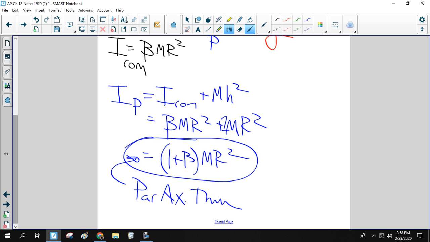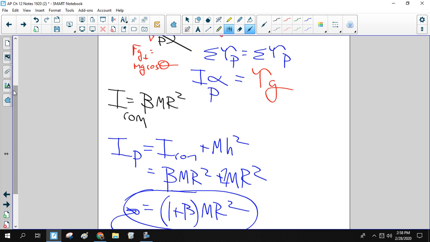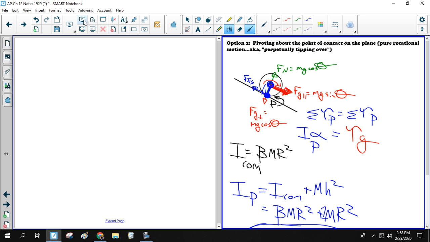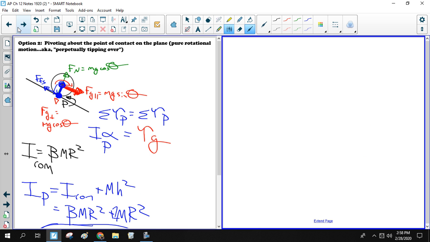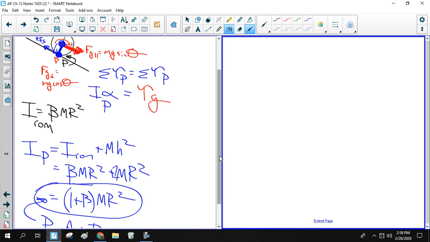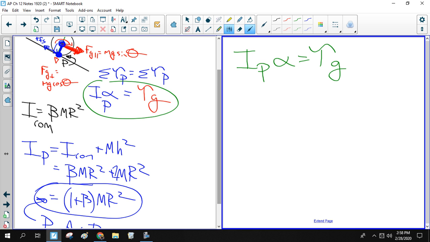That was in an earlier video of this chapter. Now I can go back up here and plug all this into this equation. I about our pivot point times alpha equals the torque from gravity. So I about our pivot point is 1 plus beta times mr squared, times alpha, and alpha is just a over r, equals the torque from gravity.